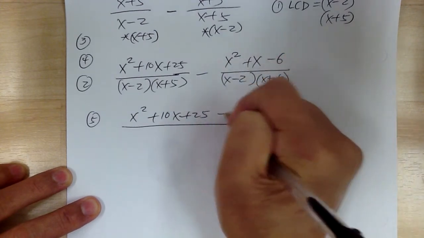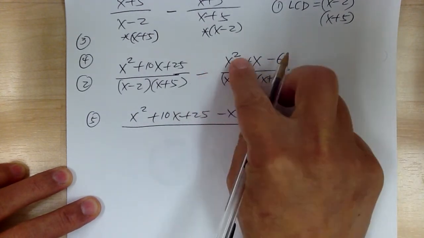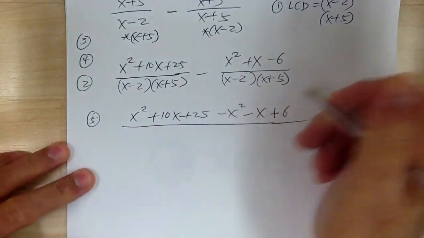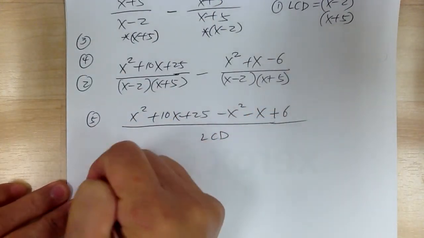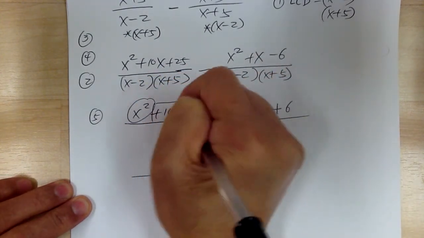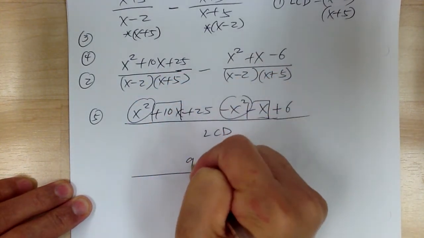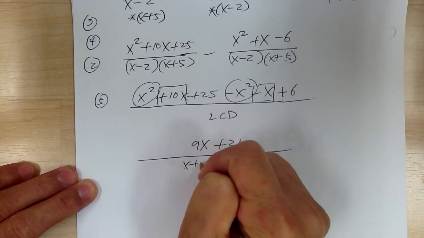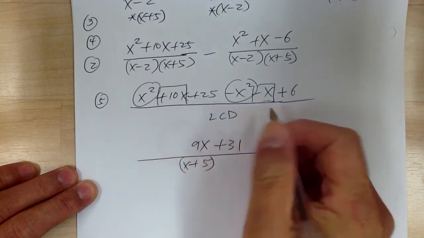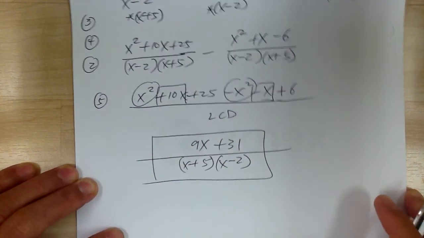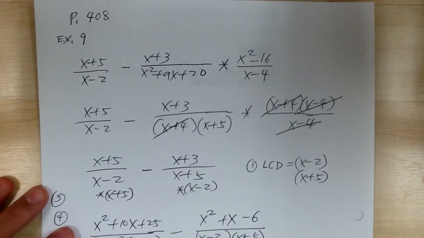Okay, so you have to be careful now, because you have to subtract over here. Minus negative 6 becomes plus 6, right? So now you can go and combine the like terms. It cancels out. This one and this one is 9x. This one is 31. And so that's it. Okay, so let's go and do some practice.